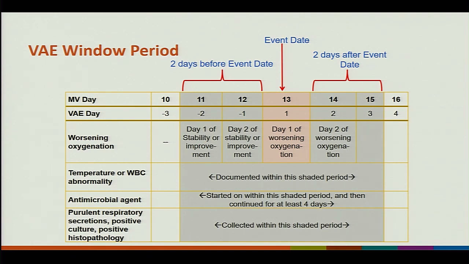So if the event date or the date of worsening oxygenation is mechanical ventilation day 13 in this example, the VAE window includes the event date, the 2 days before, mechanical ventilation days 11 and 12, and the 2 days after, or event days 14 and 15. All other criteria used to meet IVAC or PVAP must occur during this window period.